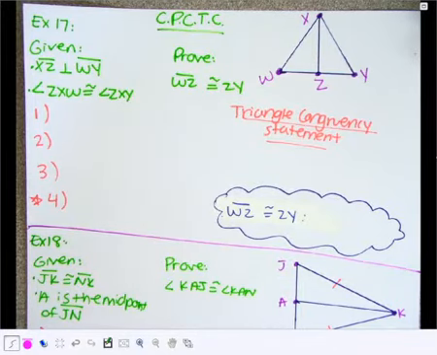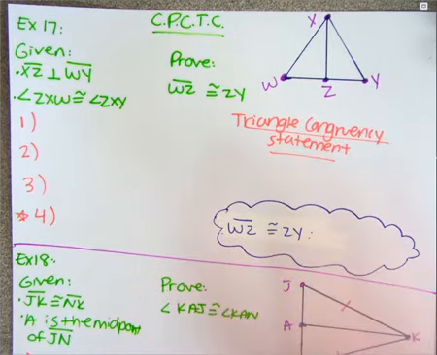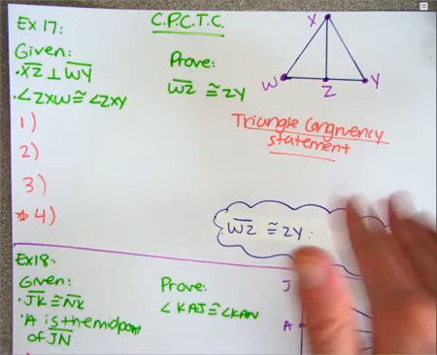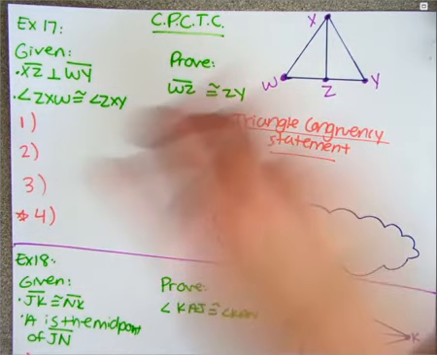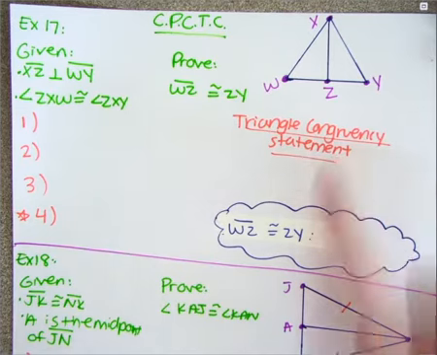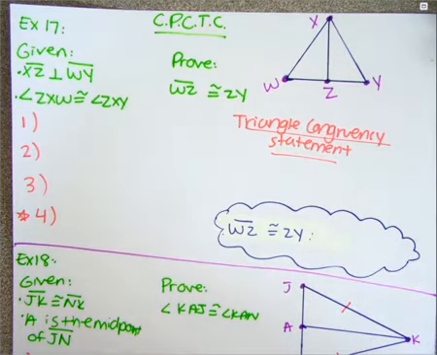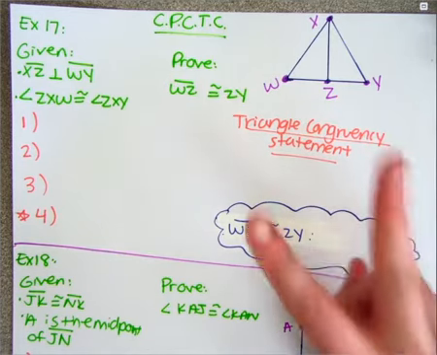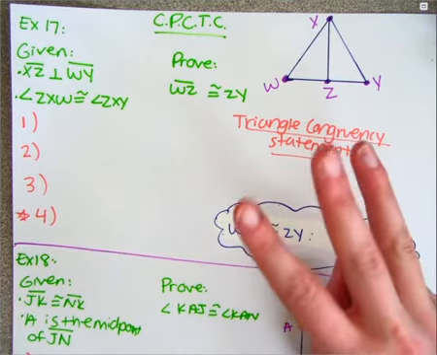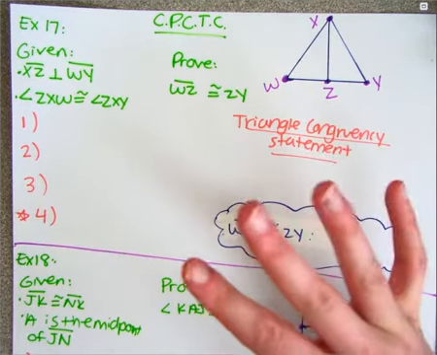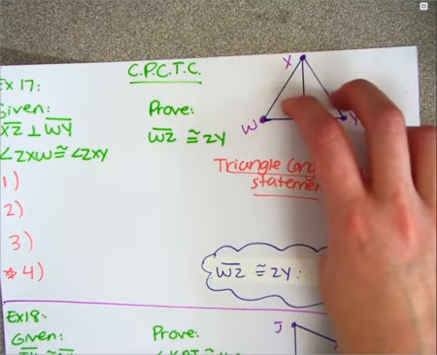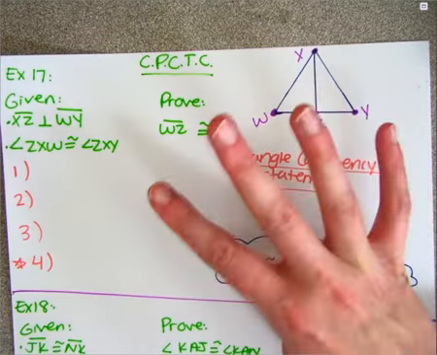Welcome back, you guys. We're now going to be using CPCTC, so corresponding parts of congruent triangles are congruent, to show that after we show triangles are congruent, which this time we have to think about all of our shortcuts. So we could prove they're congruent by SSS, SAS, angle side angle, ASA, or AAS. So I can prove that these two triangles are congruent by any of those four ways.